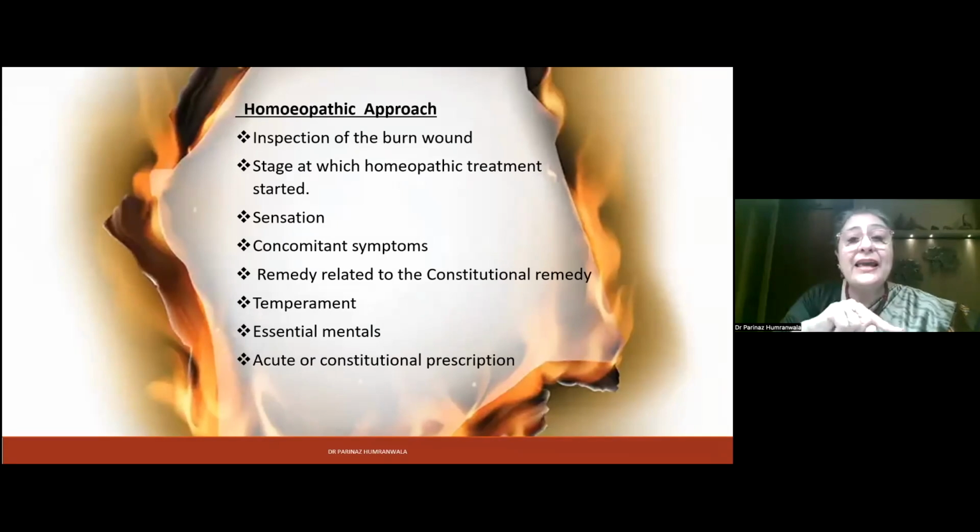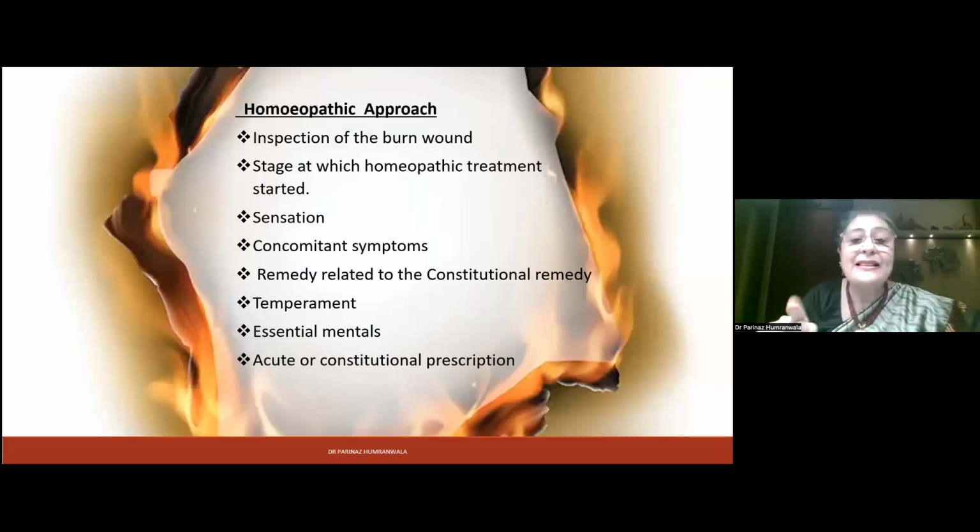If a patient came to me on day 1, the remedy would be different, versus if they came to me on day 5, the remedy would be different. What is the sensation that the patient is experiencing over there? If there are any other very strong concomitants, I would want to address that. The remedy could be related to the constitutional remedy. So I always keep that in mind.